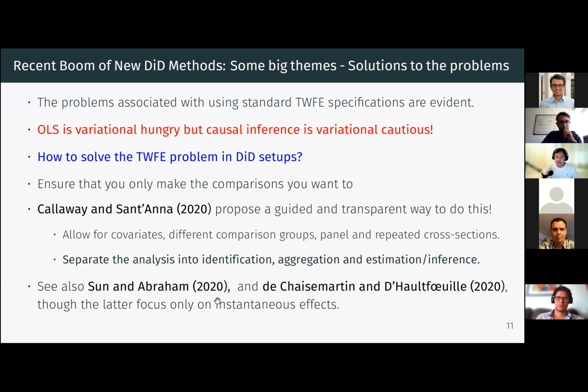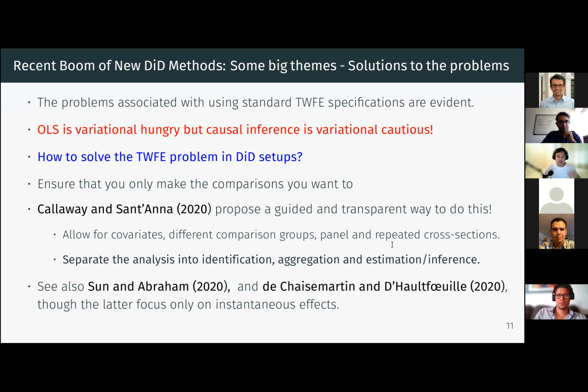Right? Sun and Abraham, none of these papers actually allow for covariates, right? And De Chaisemartin and D'Haultfoeuille is focusing only on instantaneous treatment effects, right? So they are completely silent about treatment effect dynamics. They have follow-up papers that do handle treatment effect dynamics, but they came out like one or two years after Sun and Abraham and Callaway and Sant'Anna, right? So it's there.